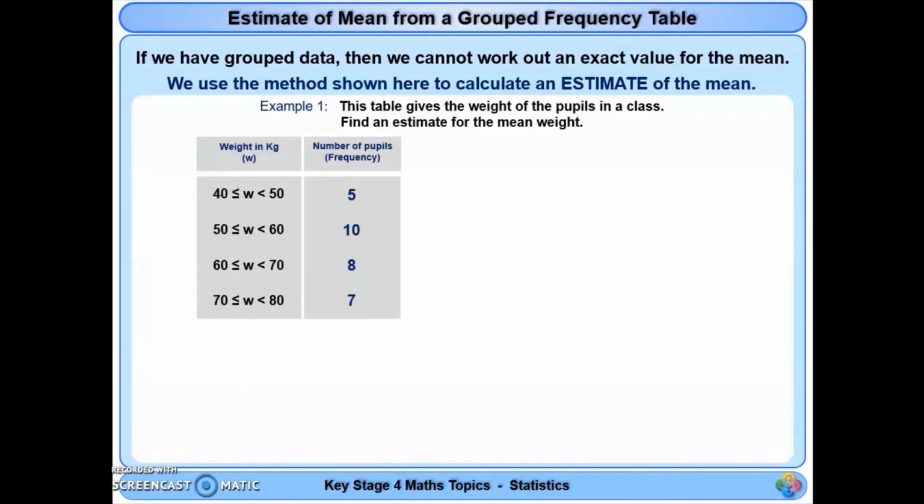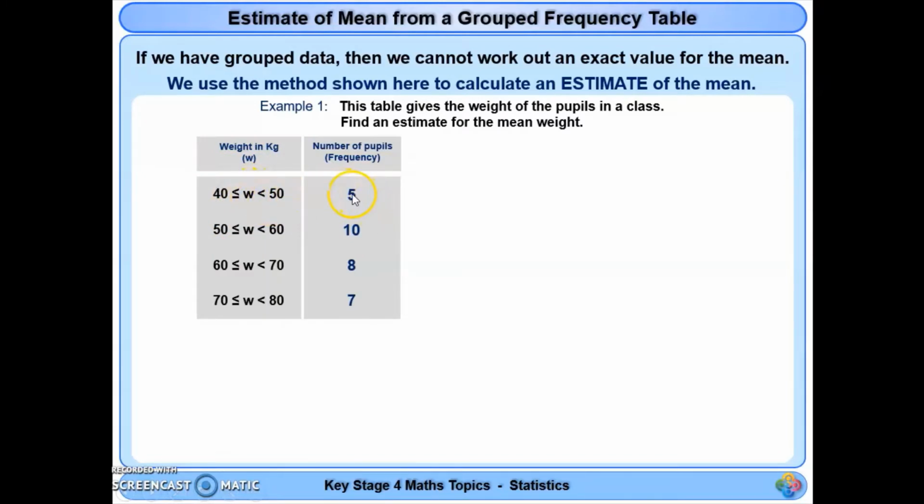Okay, so a standard exam question would look like this. You'd be given two columns. The first column will have your continuous data, your groups, and your second column will have your totals or your frequencies. So what that is telling us there is in this class, there are 5 pupils. So there are 5 pupils who are quite light, who come between the values of 40 and less than 50 kilograms.